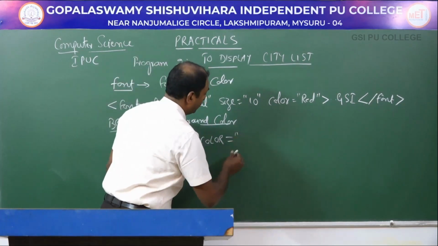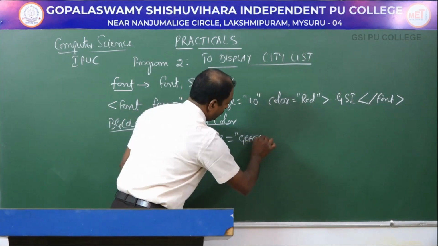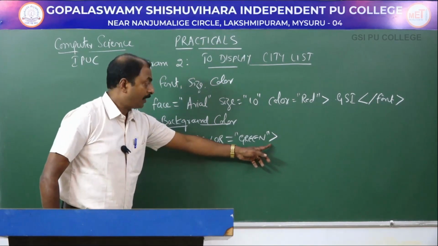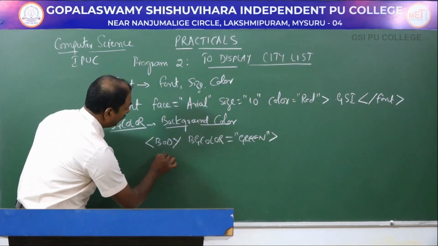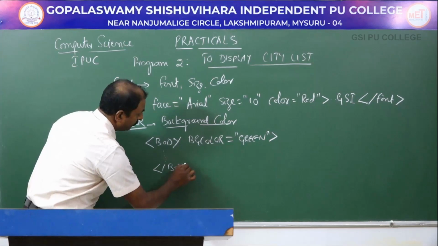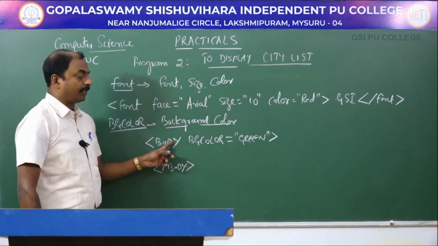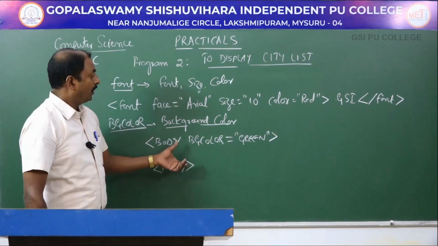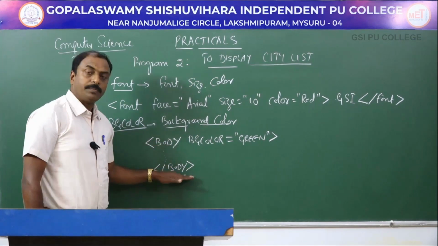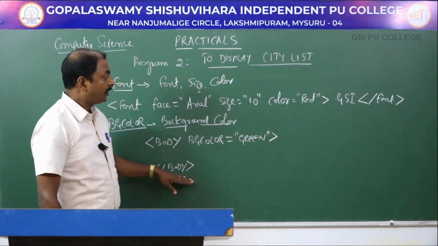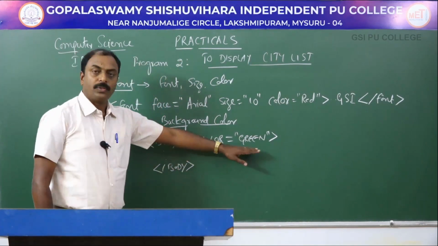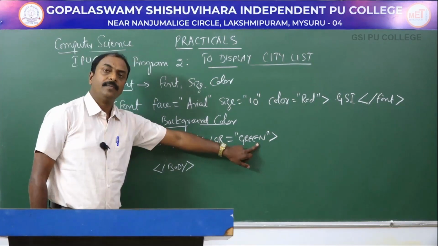Here you can write green, for example, and now we are closing this body tag. Then you know that we have to write the content here. Again we have to close this with /body. So this is the body open tag and its closing tag. Any information written between the start and end of this body tag will appear with a green color background. So this is the BG color tag to display the contents with a colored background.